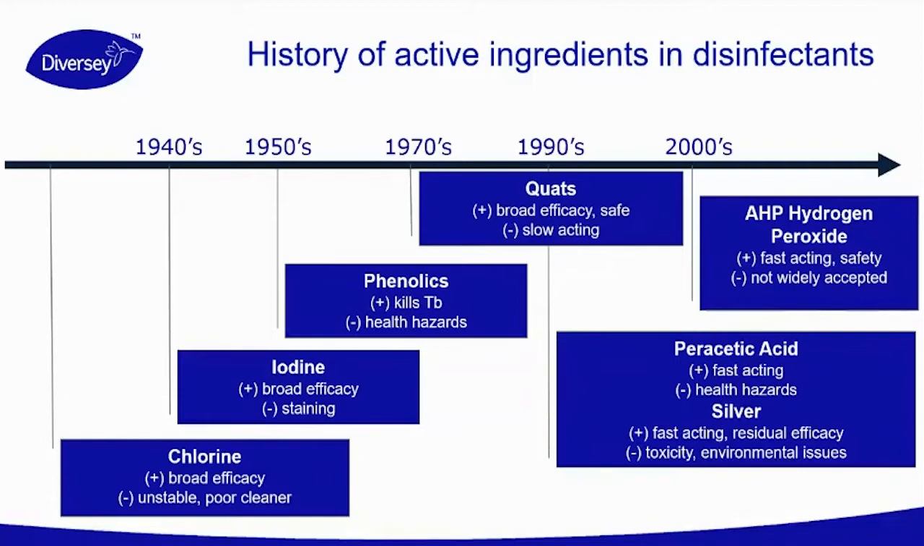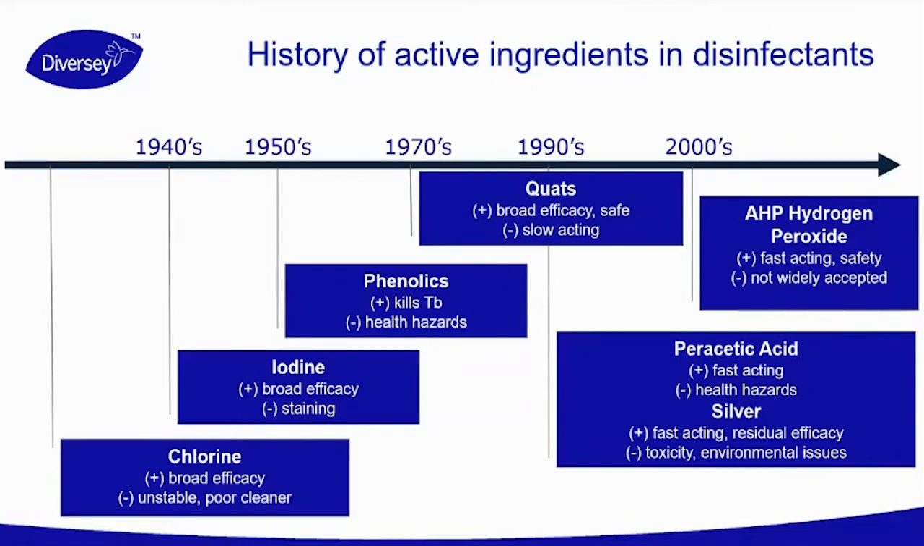And later on, we have seen some other active technologies such as peracetic acid, silver, and most recently technology that are based on hydrogen peroxide. They are fast acting, safe, but not yet well known.